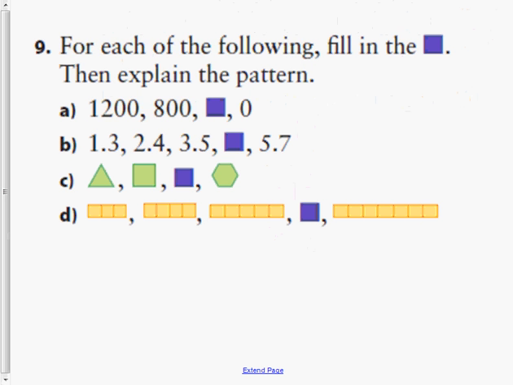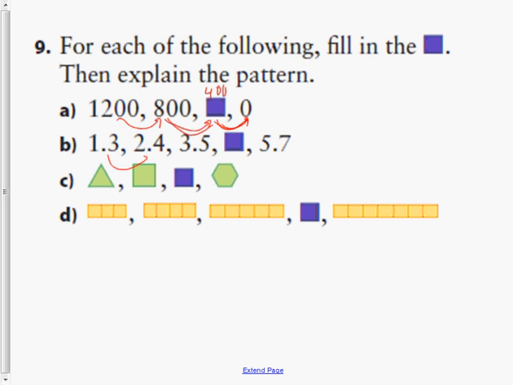Question 9, it gives you 4 different patterns, asks you to finish the pattern. So from 1200 to 800 is subtracting 400. And to 0. So every time I'm subtracting 400, which means that if I put 400 there, it does make sense that I'd be subtracting 400 to go from 400 to 0, and from 800 to 400. So the answer for that missing square is 400.